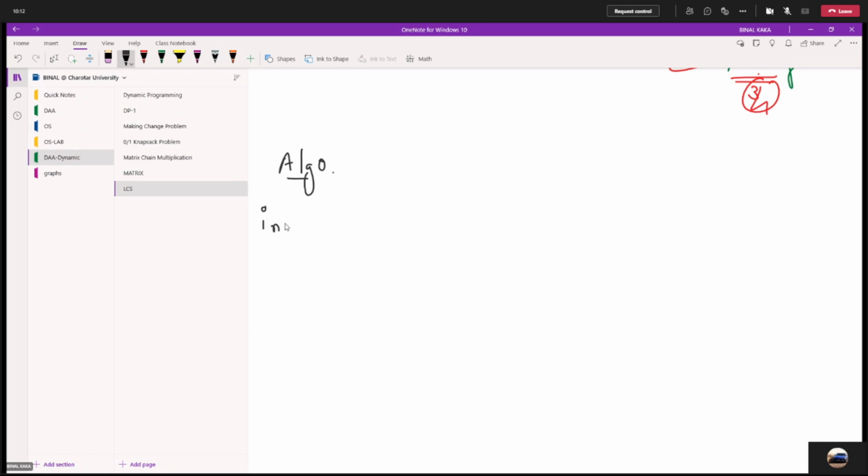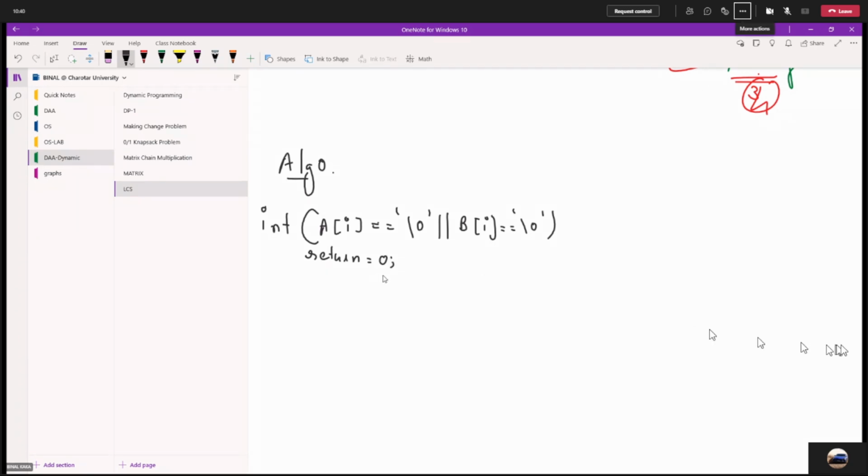So I'm writing the logic directly. If a of I is equal to 0 or b of j is equal to 0, then you have to return 0. Then your answer is 0. दोनों में से कोई भी एक 0 होगा, then your answer is 0, right? Else if... okay, sorry, integer नहीं, if आएगा.